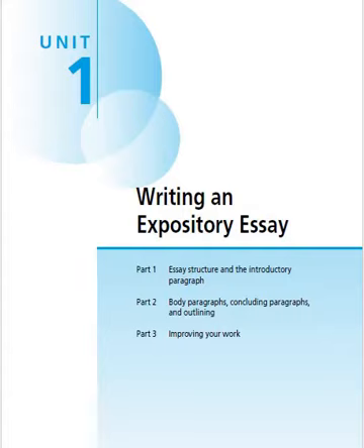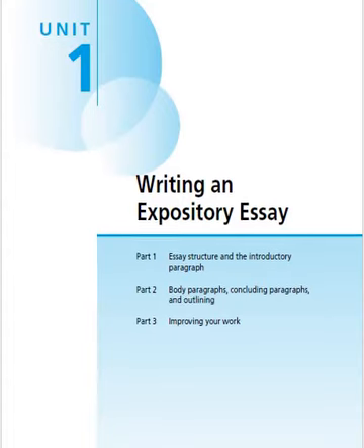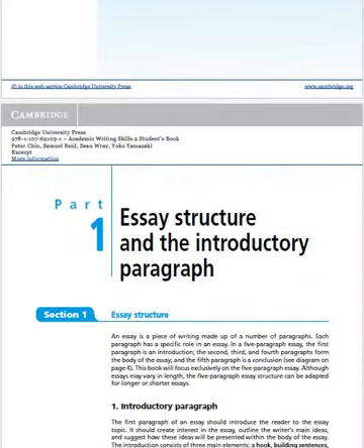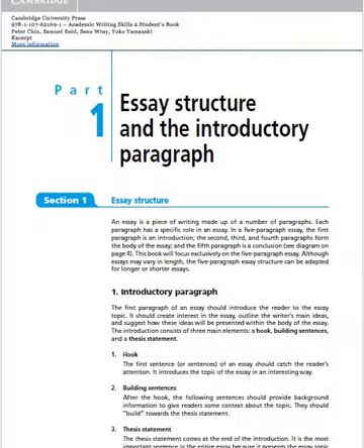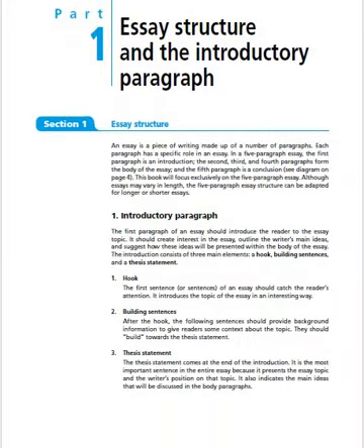So let's start with the structure of the expository essay. Let's read out the paragraph first. An essay is a piece of writing made up of a number of paragraphs. As you know, simple essays consist of three types of paragraph: introduction, body, and conclusion. In the same way, the expository essay also consists of mostly five types of paragraphs.